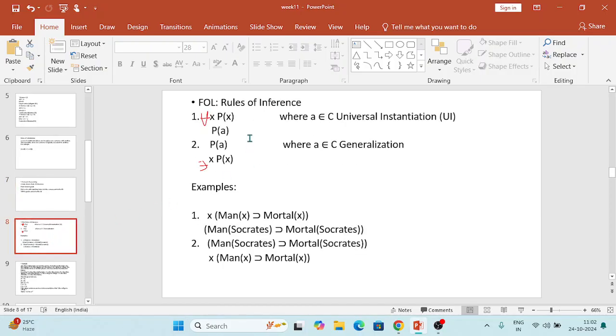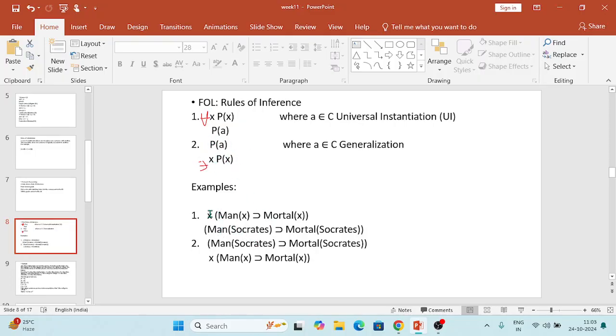Before that, we have two first order logic rules of inference. This is called universal instantiation and this is called generalization. If we have for every x, P of x, we can substitute another variable in place of x, any variable like a, b, c. This is called universal instantiation. If they had given P of a, then it means there exists an x such that P of x. This is called generalization.